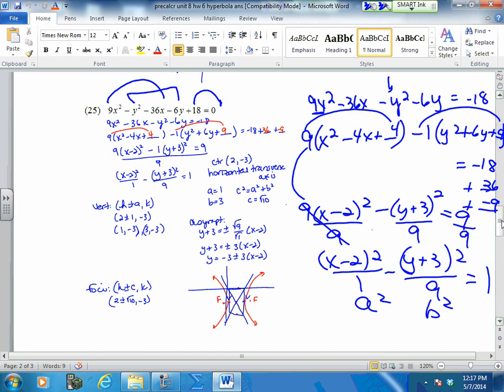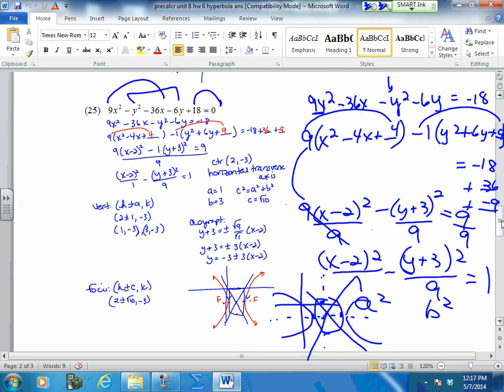So it's going this way. It's going to go over 1. There's my center, (2, -3). I make my axis like this. I'm going to go over 1, over 1. Then over the square root of 9, which is 3. Up 3. Down 3. And I make my rectangle, and send my asymptotes through here. And they're going to come off of here.